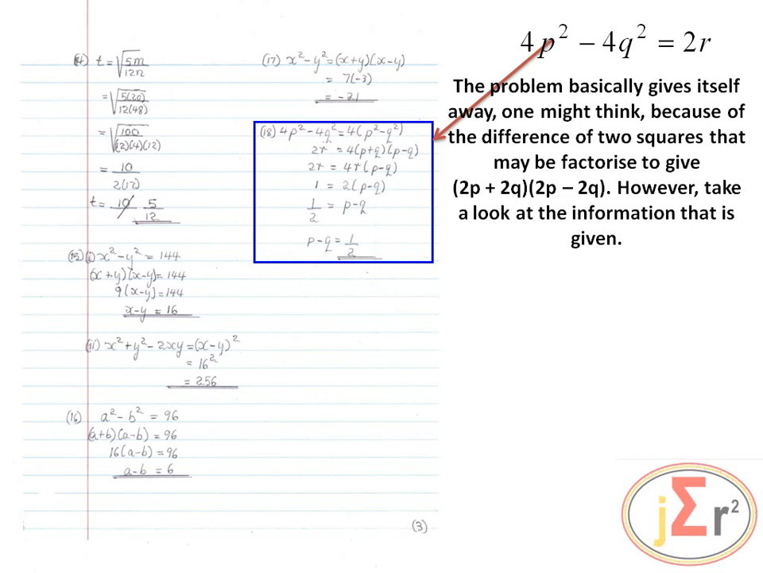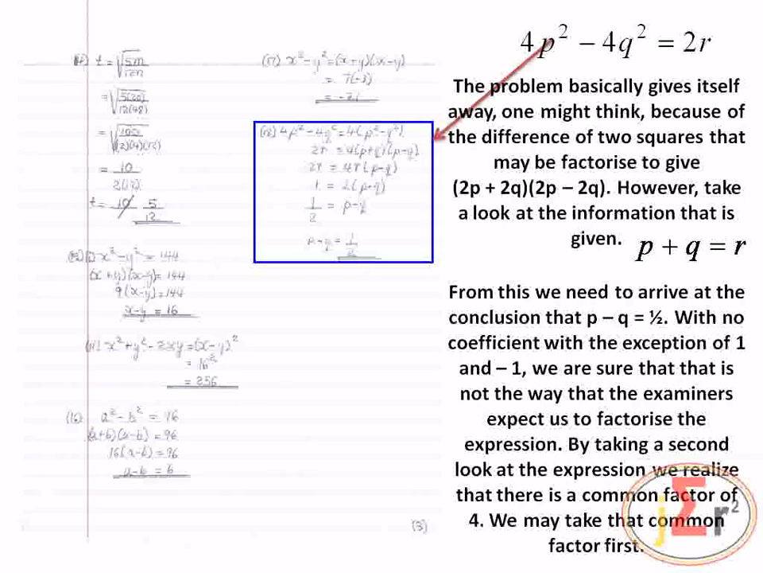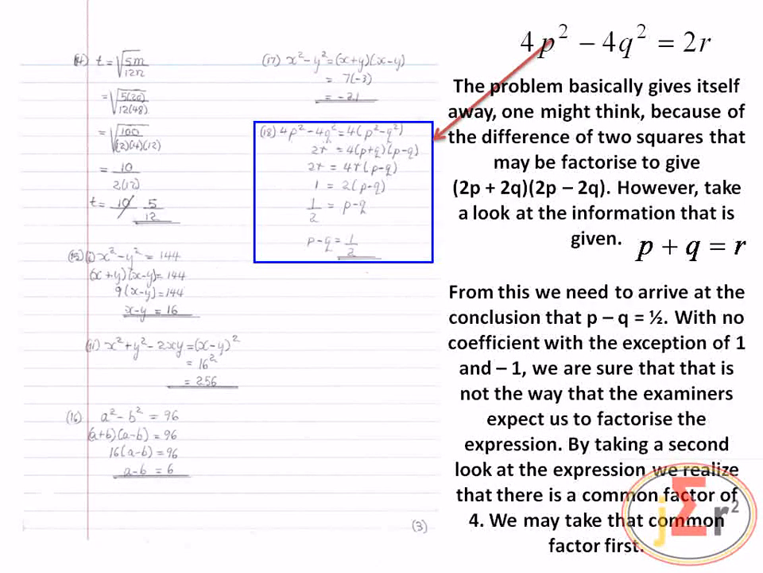So we are saying here the problem basically gives itself away, one might think, because of the difference of two squares that may be factorized to give (2p + q)(2p - q). However, take a look at the information that is given. What is the information that is given? P + Q is equal to R. What else? From this, we need to arrive at the conclusion that P - Q is equal to a half.